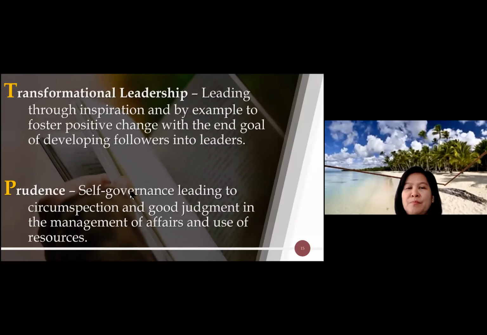Transformational leadership: leading through inspiration and by example to foster positive change with the end goal of developing followers into leaders. All of you are leaders and your students are potential leaders. So you have to be a good leader first before you can teach transformational leadership. What do we mean by inspiration?